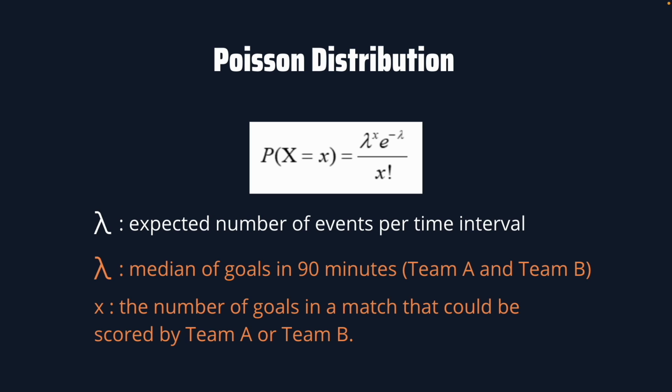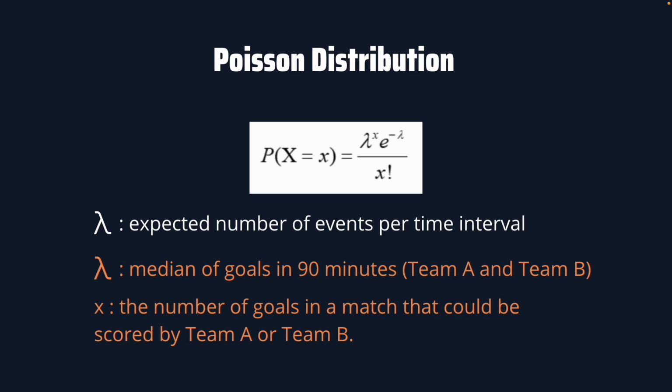And now let's see the Poisson distribution. Here's the equation of the Poisson distribution, and the main input is the lambda. The lambda represents the expected number of events per time interval. In our football project, we can say that lambda is the median of goals in 90 minutes. In this particular case, I'm gonna have 2 lambdas: lambda for team A, or the home team, and lambda for team B, or the away team.